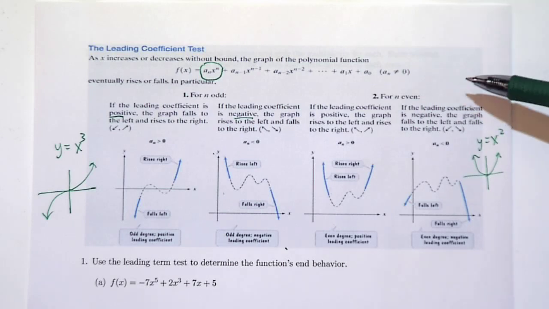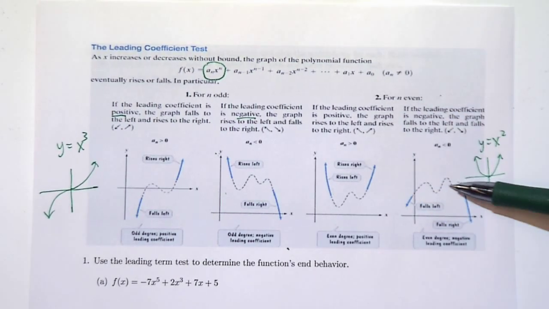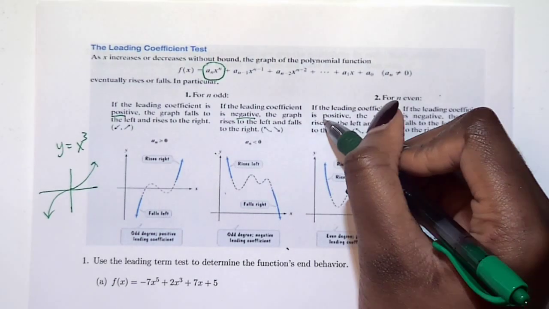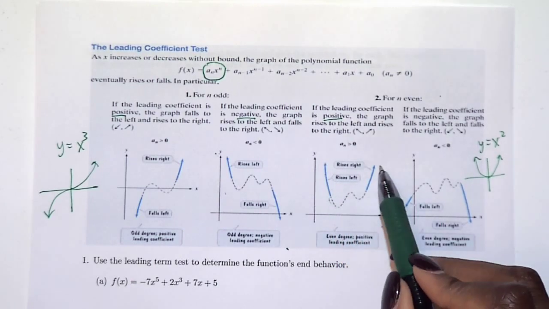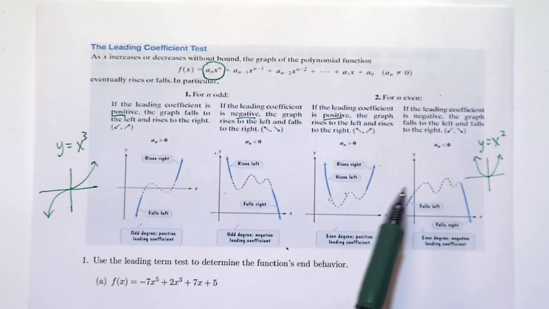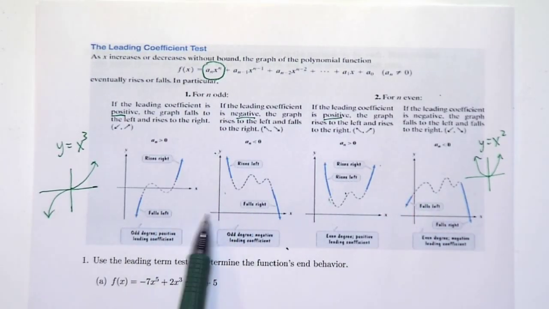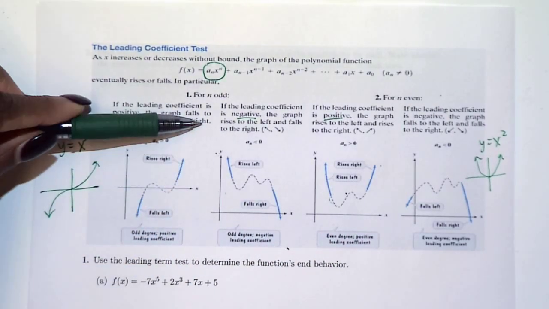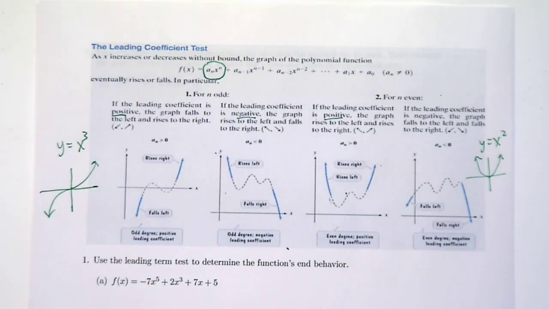Same thing with even, so both going in the same direction. If our leading coefficient is positive, they're both going to go up. And if our leading coefficient is negative, they're both going to go down. All right, so this one sounds more straightforward. This one you'll kind of have to remember what happens. All right, so we're about to do some examples using the leading term test to figure out the end behaviors. So what's happening? Are we going to go down to infinity or up to infinity with each of our functions?